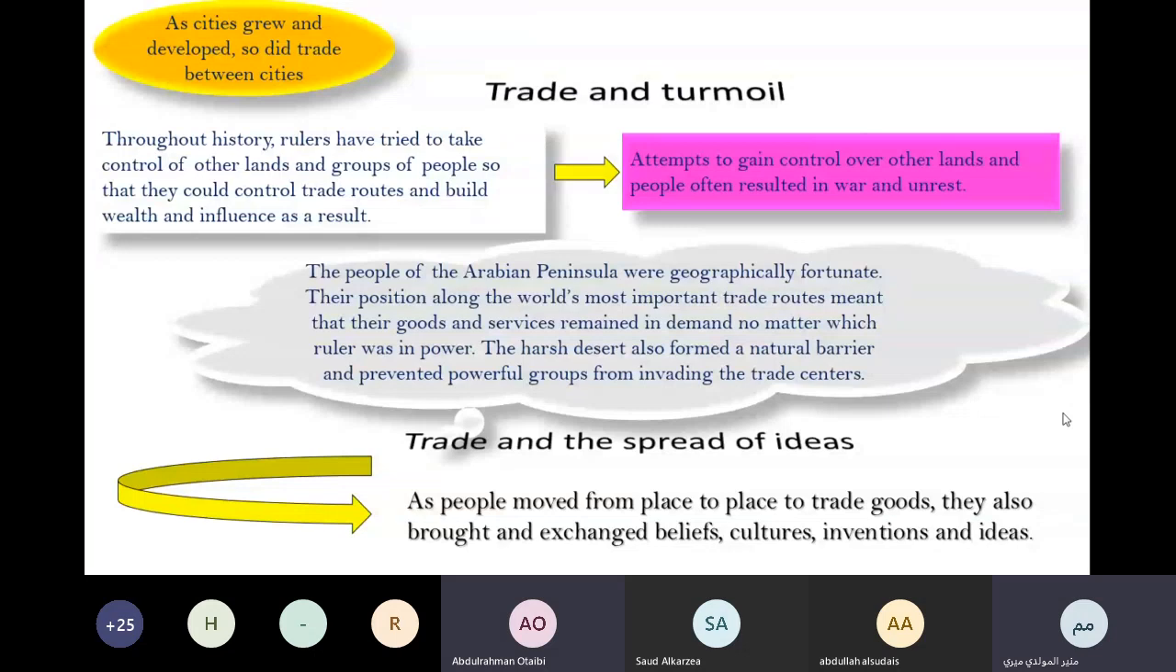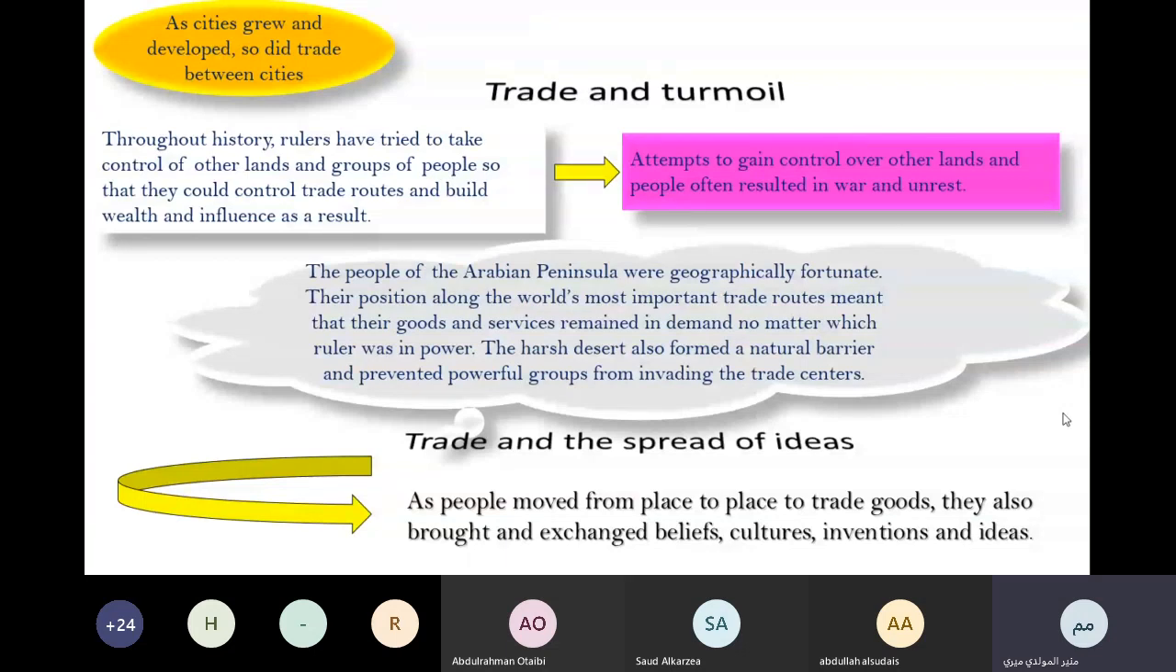Teacher, can I try? Yes, please. The harsh deserts also form a natural barrier and prevent powerful groups from invading the trade center. Excellent. This is one reason. Because of the harsh desert that formed a natural barrier. It is like a natural protection that prevents invaders from getting closer or from invading the area.